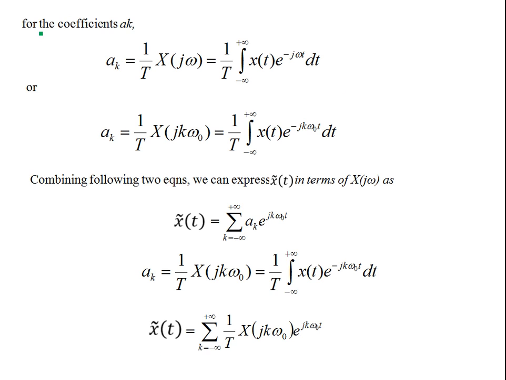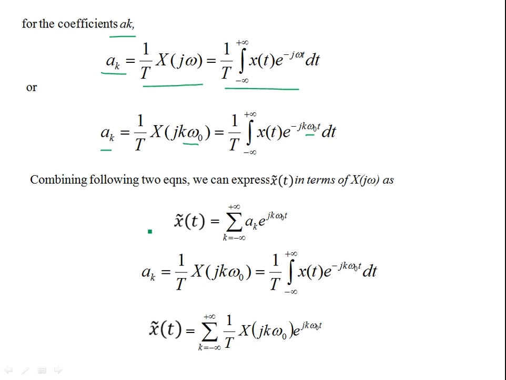So the coefficients a_k can be written as such: 1 over T X(j omega), which is equal to 1 over T times the integral from minus infinity to plus infinity. These are the Fourier coefficients. Or you can write this, if you express this omega in terms of k omega naught, you expand that, k omega naught comes over here as well. So these are the Fourier coefficients.